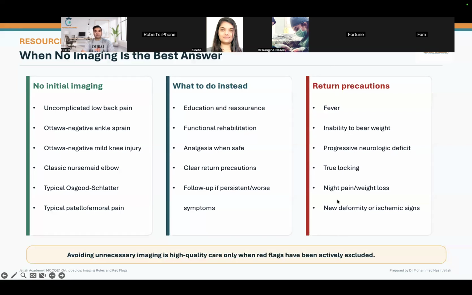These are a very important part of the consultation: you have to educate your patient about what we are doing and when they need to come back to us. If the patient is a baby, you bring the baby. If fever happens, or inability to bear weight, progressive neurological deficit, true locking, night pain, weight loss, new deformity, or ischemia signs, then you bring them back, or you go to the nearest emergency room or hospital. Avoid unnecessary imaging.